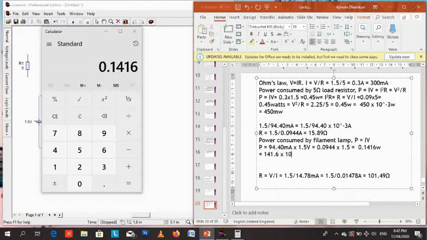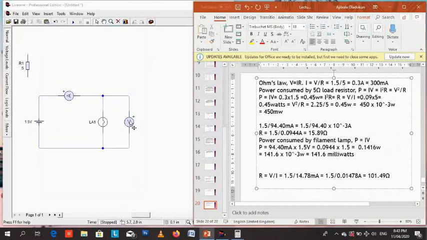So if we use the actual value, we get 0.1416 watts, which is 141.6 times 10 to the power minus 3 watts. Remember that 10 to the power minus 3 is milli. So that's 141.6 milliwatts. You can write it in full, or you can use the symbol milli, which is a small m. The symbol of watt is W. I think it's capital W.